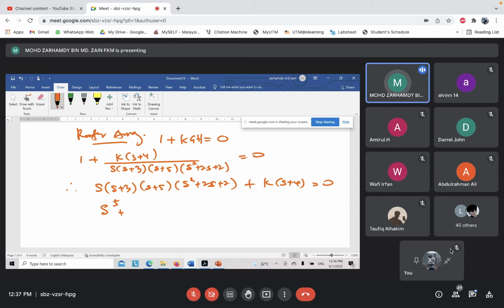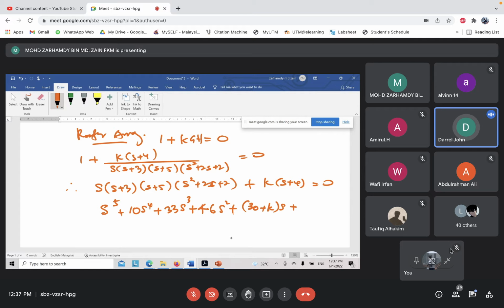Okay, so we have S power of 5, plus 10 S to the power of 4, plus 33 S cube, plus 46 S square, plus 30 plus K S, and then plus 4K. Okay, good. Cemerlang.